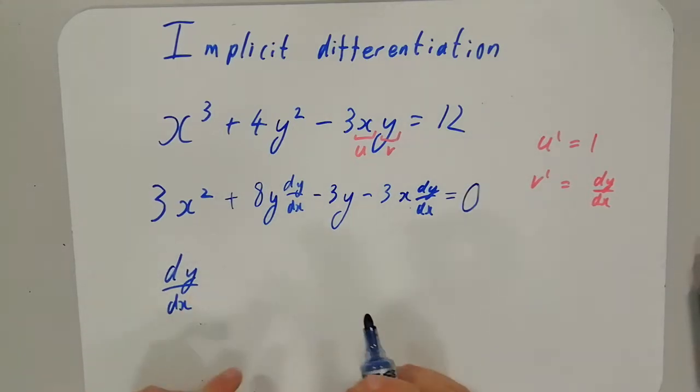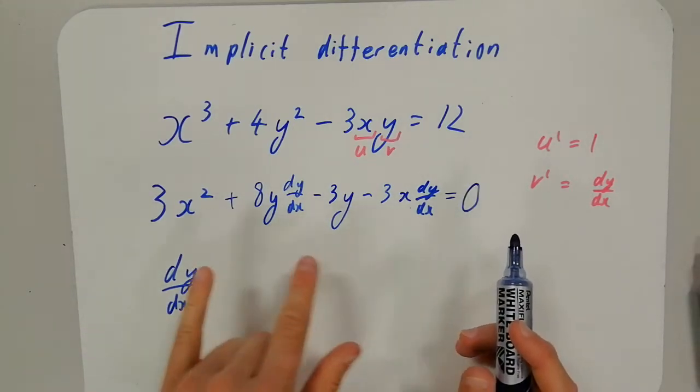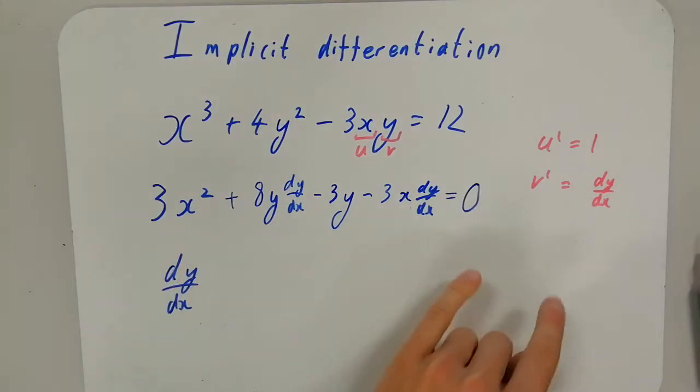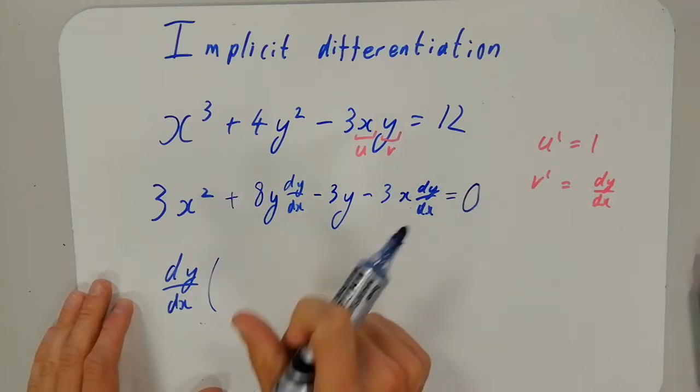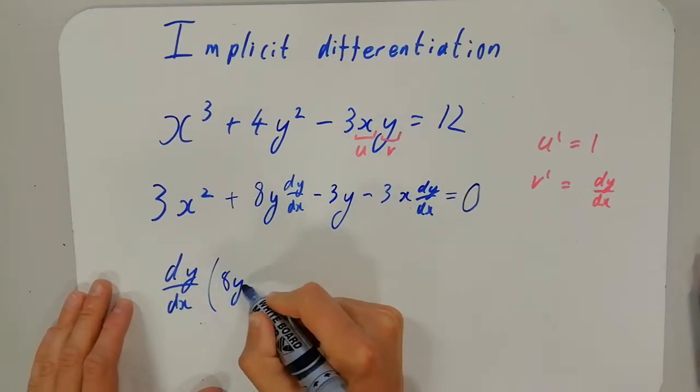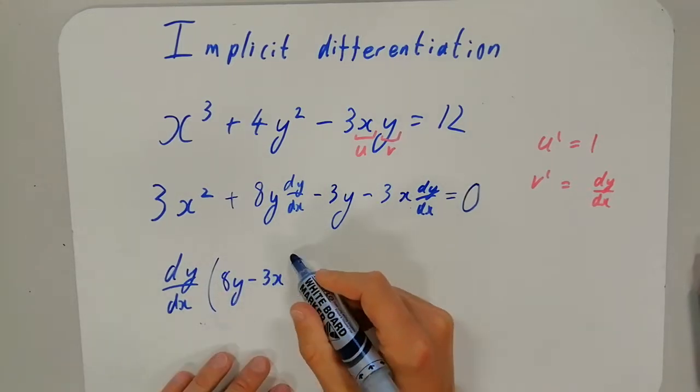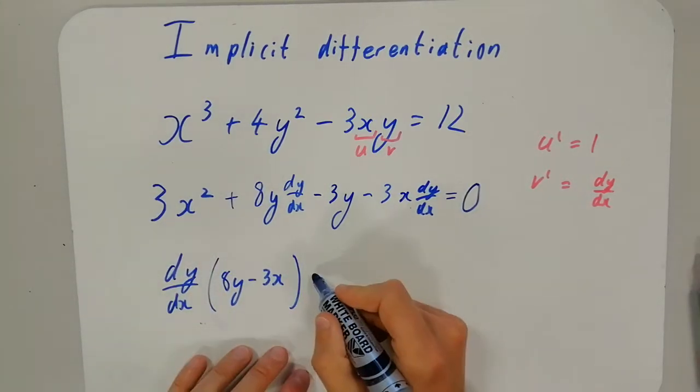So in order to get that, we're going to gather all of our dy dx's on one side, anything without a dy dx on the other side, and just make it the subject of the formula. So grouping our dy dx's, 8y minus 3x, and grouping these over here.